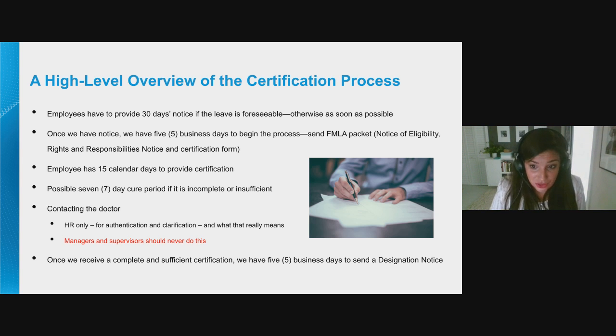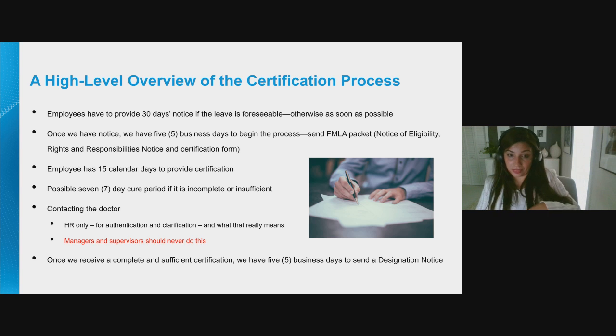If they do not provide the certification back, remember what I said earlier, do not play gotcha. Give them a chance. They have an opportunity to cure, usually 7 days. You want to give them at least 7 days to cure. And if they do not cure, you want to send them that last chance letter that I mentioned earlier.